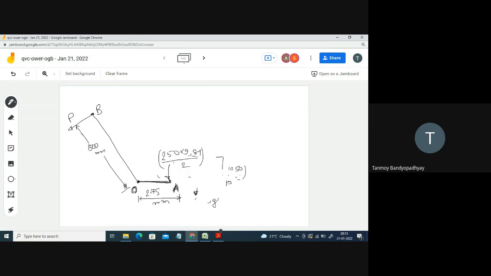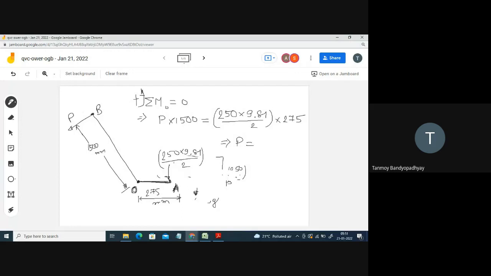So if I now balance the moments at the point O, taking anti-clockwise moments to be positive, what is the moment due to P? P is causing an anti-clockwise moment at the point O. So P into 1500 is equal to this weight, which is causing a clockwise moment. So 250 into 9.81 divided by 2 into this distance, which is 275. From here you can calculate the value of P.